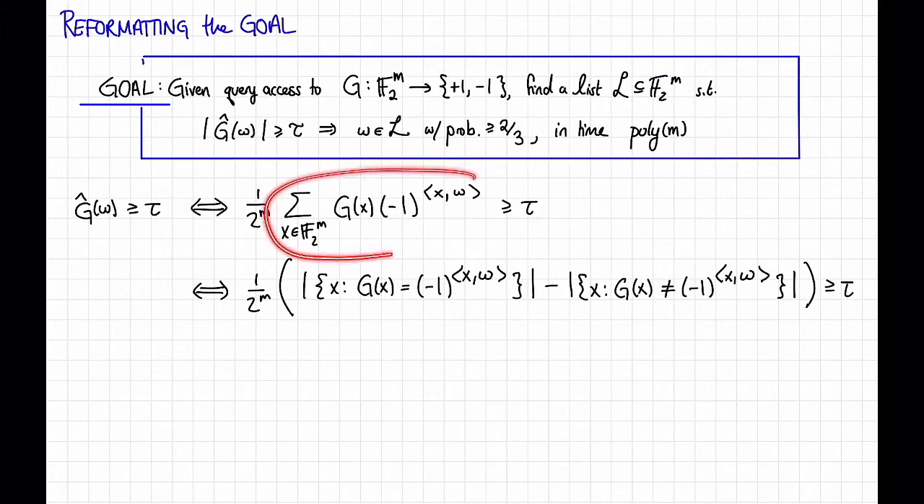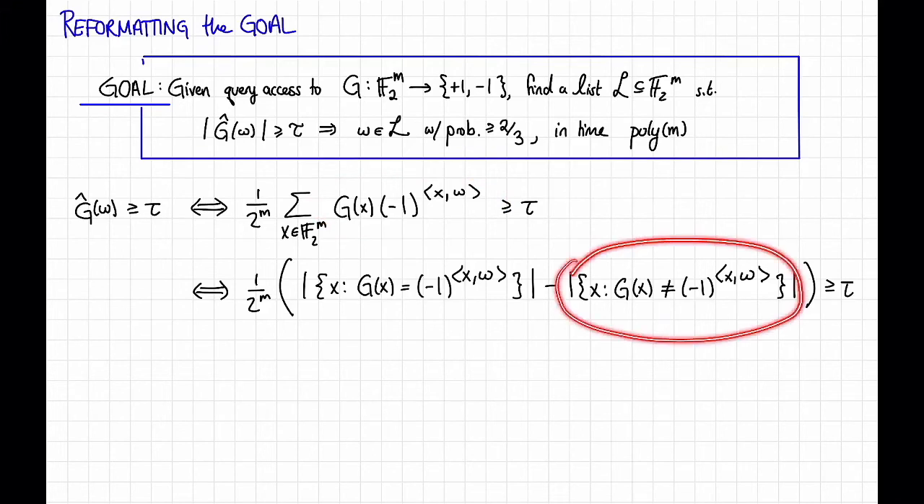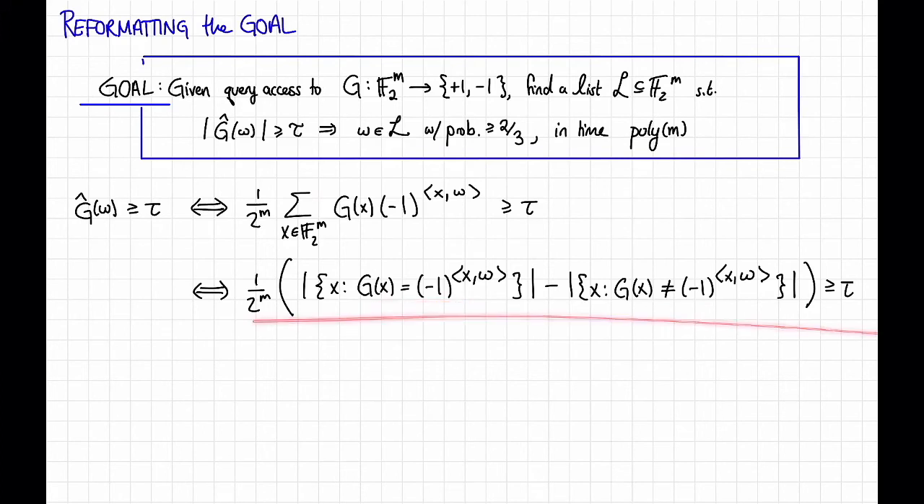That is, we can replace this sum with the number of x's so that g of x is equal to minus 1 to the inner product of x and omega. In that case, this summand is equal to 1, minus the number of x's so that g of x is not equal to minus 1 to the inner product of x and omega. In that case, this summand is equal to minus 1. Notice that this is just equal to 2 to the m minus that, because either this thing is equal or it's not. So we can rewrite this condition as follows.